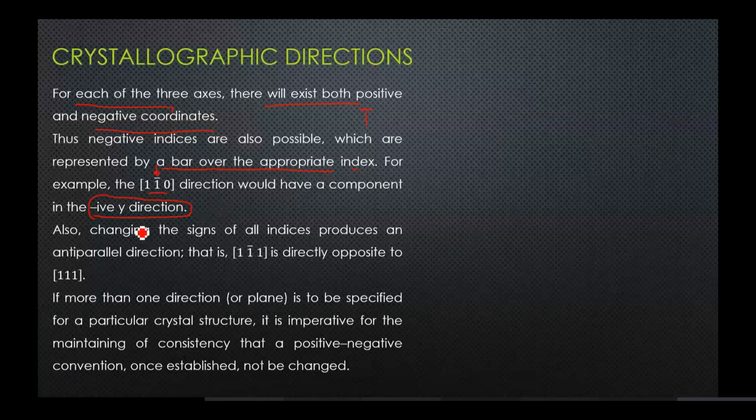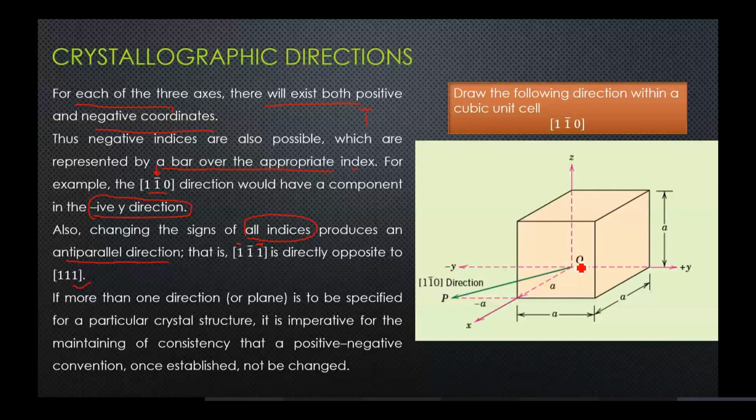Third thing is also changing the sign of all indices produces an anti-parallel direction. For example, 1 bar, 1 bar, 1 bar is directly opposite to the triple 1 direction. For instance, 1 bar, 1 bar, 1 bar is essentially this direction. An exact opposite direction would be in this negative direction. Obviously, it is in 3D, so you would have to make use of your imagination. 1 bar, 1 bar, 1 bar would be an exact opposite direction. I hope this is clear to you.